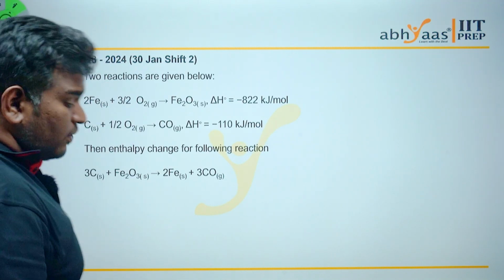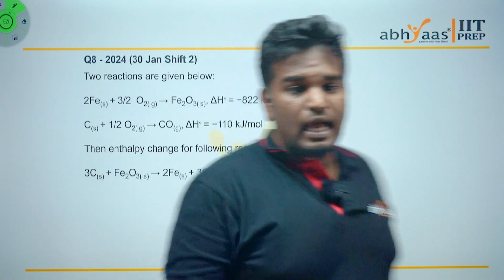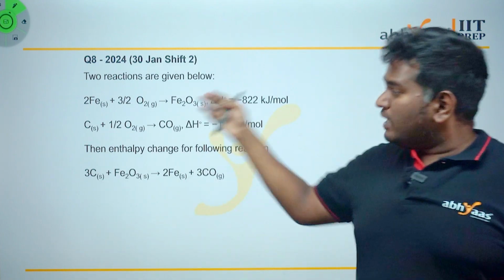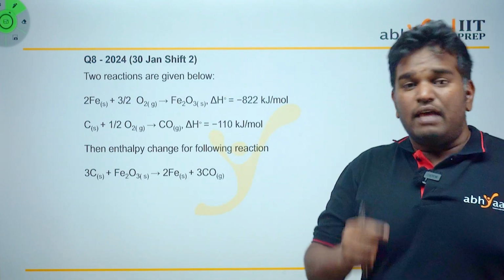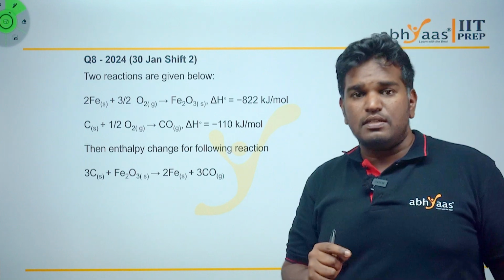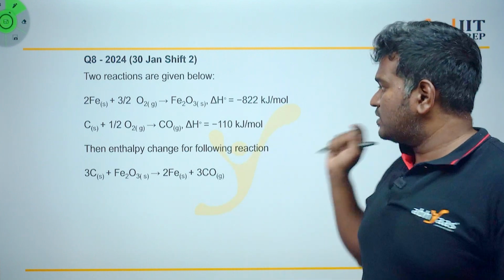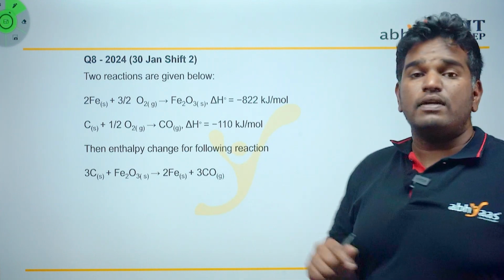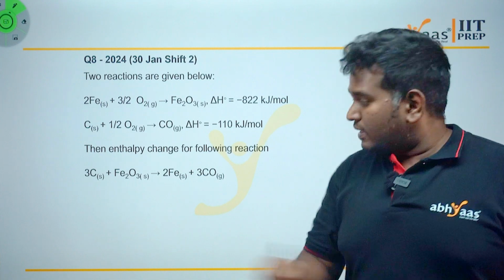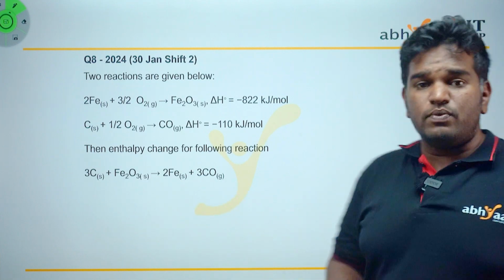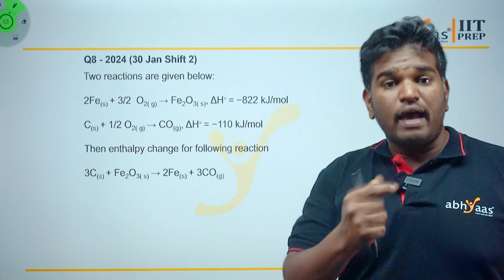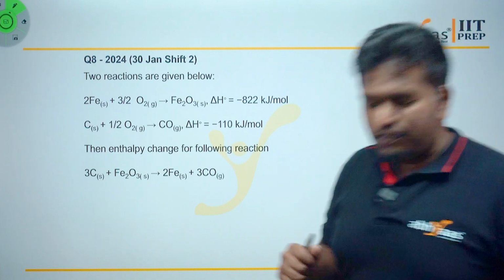Here, it is a quite interesting question. They have actually given 3 chemical reactions. For the first 2 chemical reactions, they have given the delta H values. For the third one, there is no delta H value, we have to find it. So we will see how to find that.